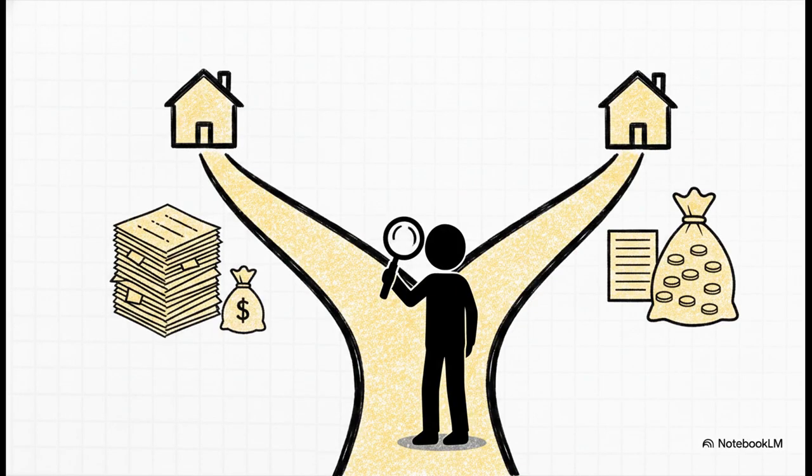And finally, mistake number 5, treating every single deal as a DSCR deal by default. Listen, DSCR is an amazing tool. But if you have strong, highly documented W-2 income and you're only buying your very first or second investment property, a conventional loan might actually give you a lower interest rate and require a much smaller down payment. Run the numbers on both before you commit.